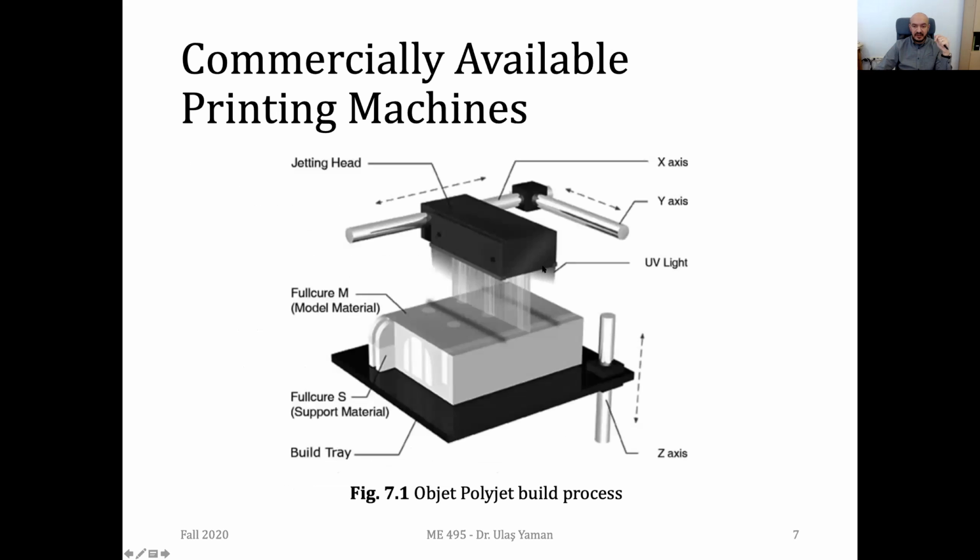This is a close-up view of the head. This is a jetting head. As you see, we have thousands of nozzles, and they have UV light right here. So once they jet this binding agent on the bed, the agent is cured with the help of the light. And you can see we have some different colors here. Some part is support structure and some part is model material. And you can remove this support structure by hand or with a kind of water jetting system.